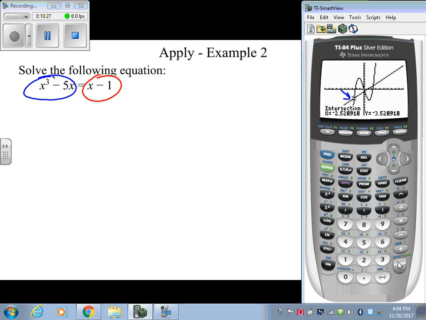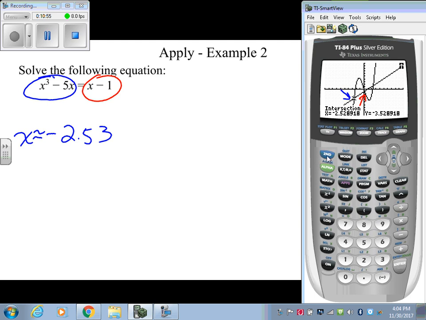And I get a value of negative 2.5, and I'm going to round to 3. So x is approximately negative 2.53. I'm not concerned about my y here. I'm just trying to find values of x that will make this true. All right, and now I'm going to repeat that again, but this time I'm going to be looking for the second intersection here with the red arrow.